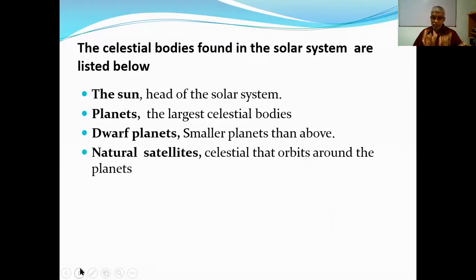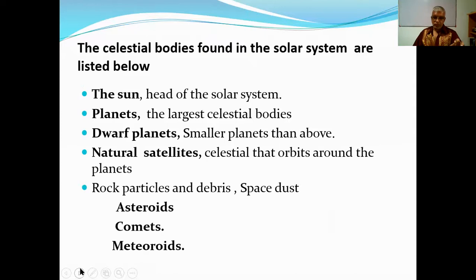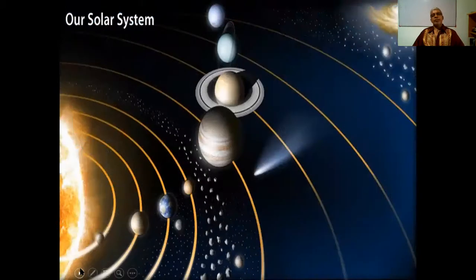Then natural satellites, usually they are known as moons. Then rock particles, debris, space dust, as I mentioned earlier. Under that, asteroids, comets, meteorites, all are coming under that. Then this picture, actually it is not a photo, it is a picture painted by an artist, considering the information collected by the scientists. When you go to space, these tracks or orbits cannot be seen.